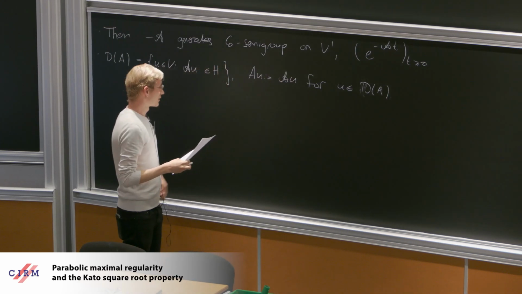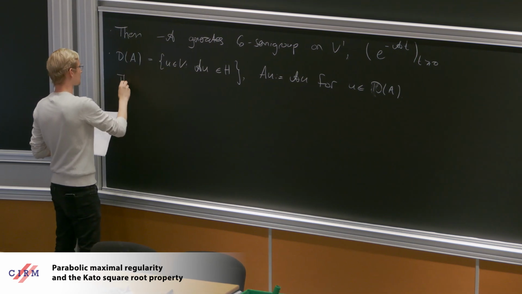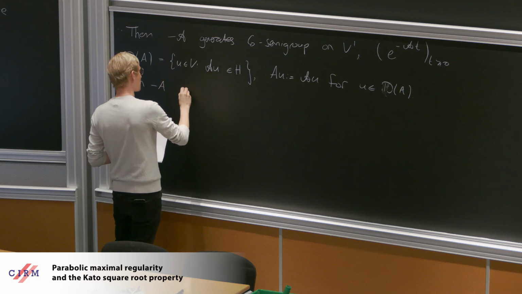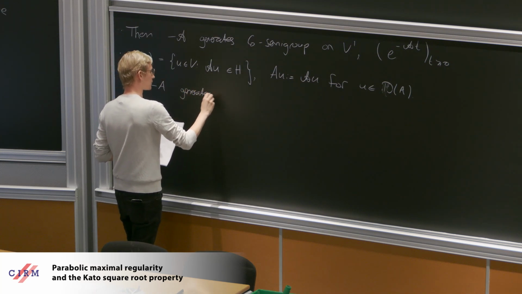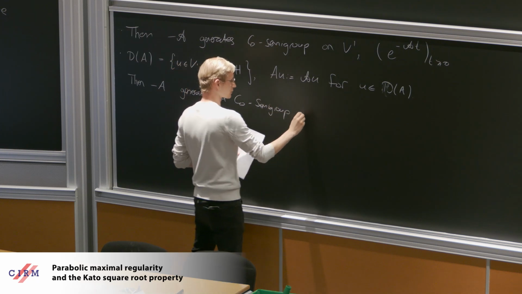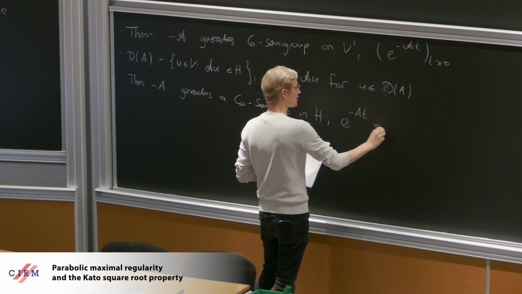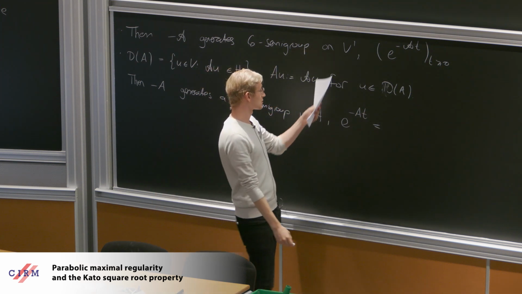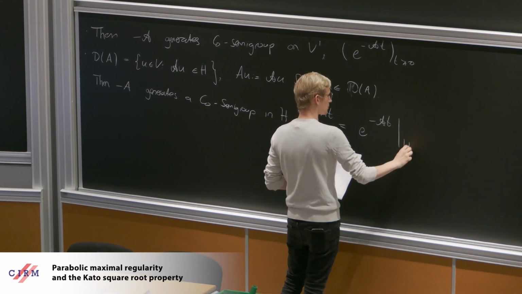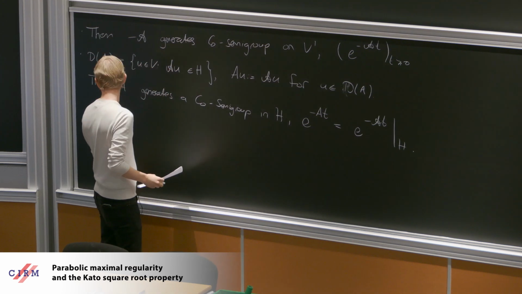Okay, and now actually a result from the ESEM tells you that minus A generates a C0 semigroup in H now, which we denote by e to the minus t A. And this is also a fact. These two semigroups are related by restriction, so this you can just get by restricting this semigroup to H.